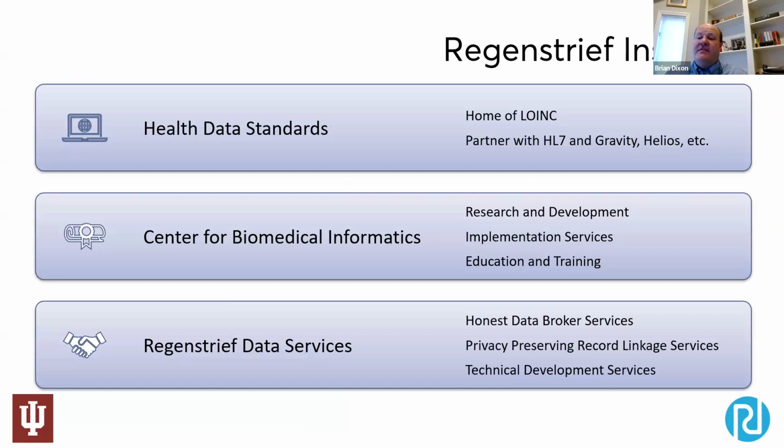The Regenstrief Institute, for those of you who are not familiar with our organization, does many things. Many people around the world think of Regenstrief and they think of LOINC, the LOINC data standard. We are the home of the LOINC data standard, and we maintain it, hold all of the LOINC meetings, and facilitate development and translation of that standard into different languages around the world. That is part of our identity at Regenstrief.